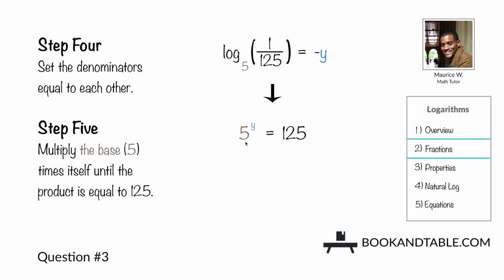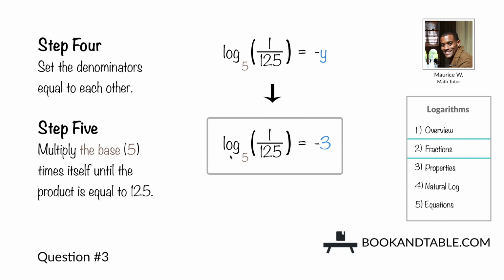Now step 5, we want to multiply the base 5 times itself until the product is equal to 125. 5 times 5 is equal to 25. And 25 times 5 is equal to 125, showing us that we had to multiply the base 5 times itself 3 different times in order to equal 125. So if y is equal to 3, that lets us know that log base 5 of 1 over 125 is equal to negative 3.